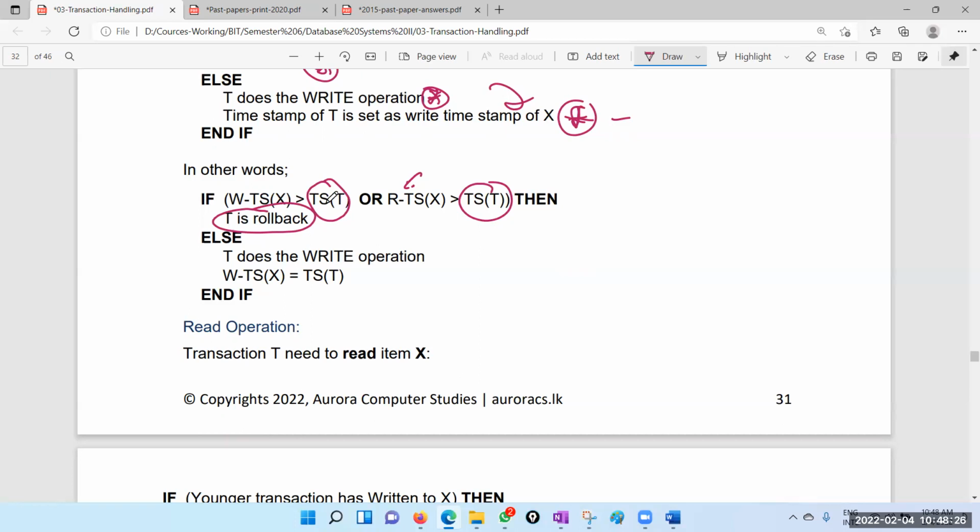Else, you are the younger transaction, and no younger transaction has read or written, then you can do the write operation and you update the write timestamp of the resource that you are done. Okay. Any questions on that? That is how the write operation is done. There are two possibilities. Either you do it or you roll back. Either you do write or you roll back.